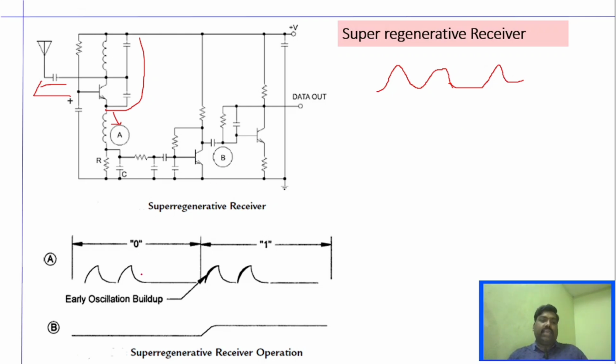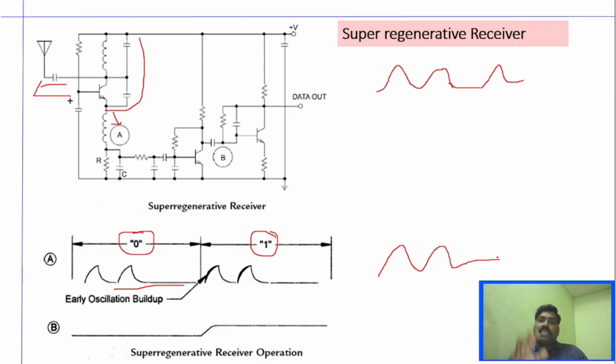As you can see here, this is the output when the signal is zero, when there is no signal, and this is when the signal is present. As I said initially, even though there is no signal, there will be an oscillation. The oscillation will start, and it will continue. And as soon as the circuit is turned on, if because of this oscillation it reaches the bias cutoff, then this oscillation will be quenched.